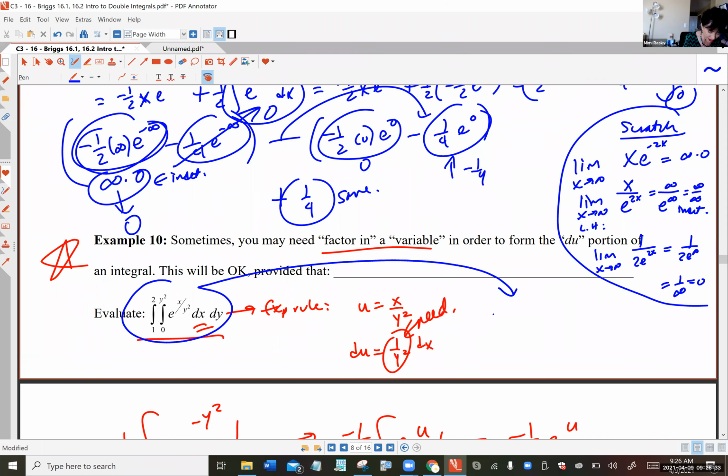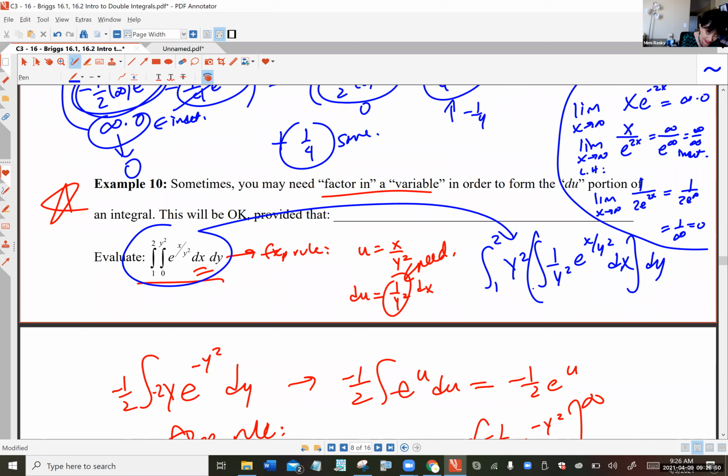This integral will still have the outermost integral. You're going to put in a 1 over y squared in the integrand because you need it to be your du, so long as you multiply the front of it by y squared, because that's really just multiplying by a special version of 1. Now this inner integral looks like the integral of e to the u du, and the result is just e to the u, which for us is e to the x over y squared. And we'll evaluate that between the limits of 0 to y squared.